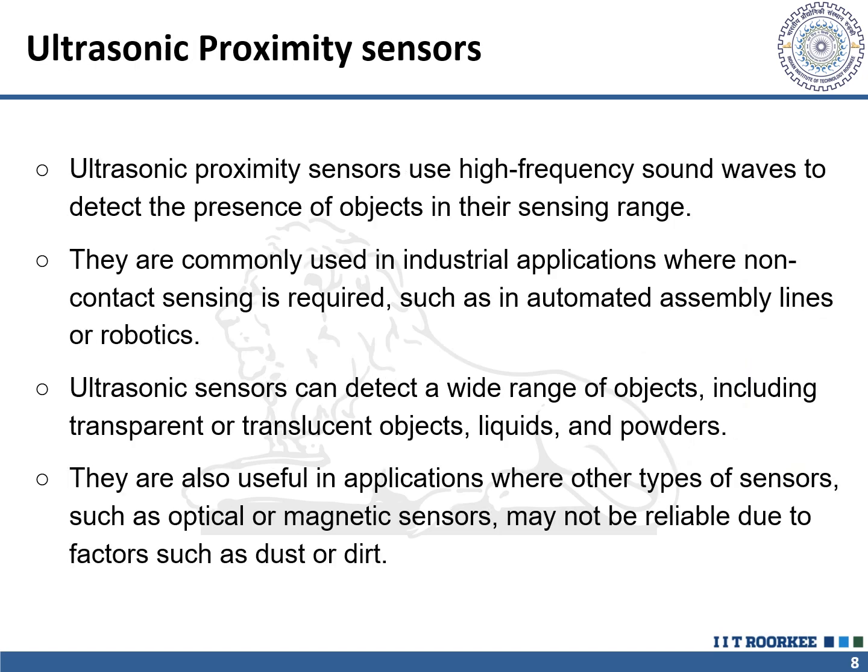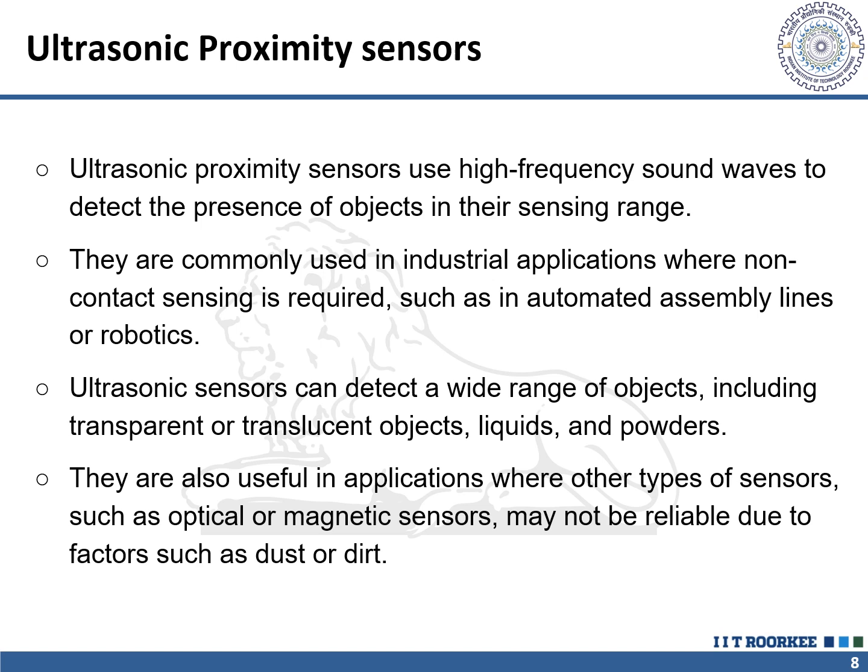Now, the third type is ultrasonic proximity sensors. Ultrasonic proximity sensors use high frequency sound waves to detect the presence of objects in their sensing range. An ultrasonic proximity sensor consists of a receiver and a transmitter. The transmitter is used to transmit the sound waves, and when an object comes in the field of the sensor, it reflects back the sound wave and the receiver receives the signal. This signal is detected by the sensor and hence triggers the output signal.